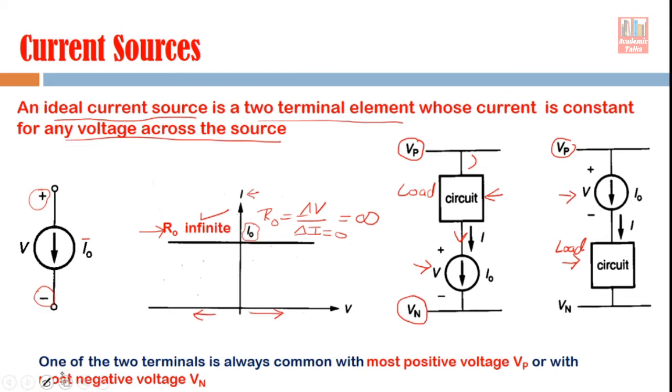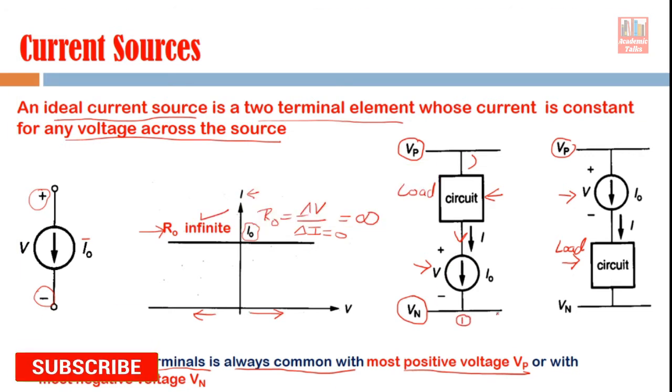Now, you can read this statement. One of the two terminals of the source is always common with the most positive voltage or with the most negative voltage. So, your source has two terminals, and one terminal out of these two will be connected either with the most negative, as in this case, or, in the second case, one terminal of this current source is connected to the most positive.